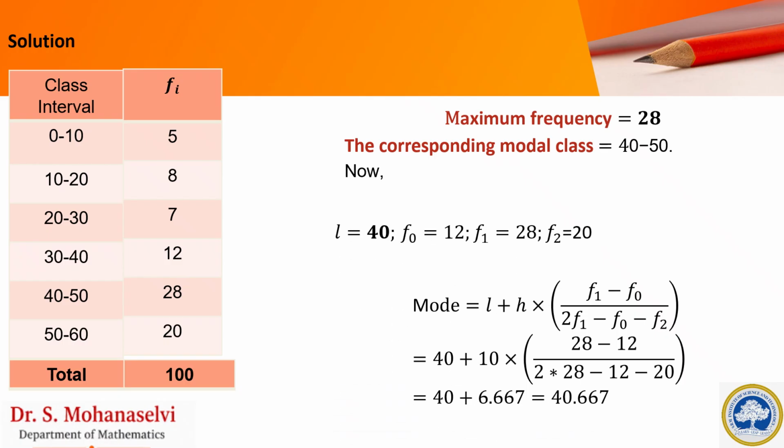Here we can see that the modal class is 40 to 50 and L is equal to 40, and F0 will be the frequency preceding the modal class, so it is 12, and F1 will be the frequency of the modal class, it's 28, and F2 will be the frequency succeeding the modal class, it's 20. We substitute all these things in the formula, and when we simplify we will get the mode value as 40.667.